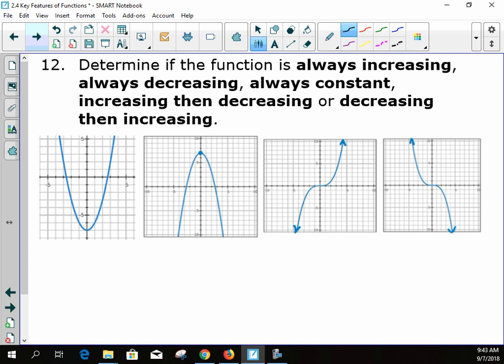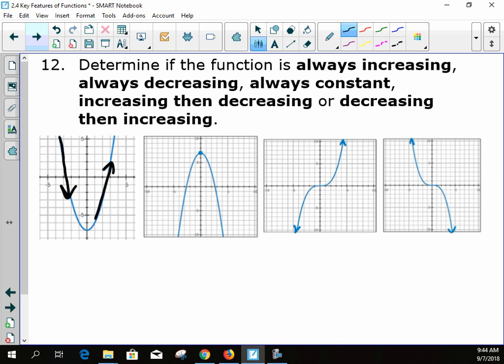Determine if this is always increasing, always decreasing, always constant, increasing then decreasing, or decreasing then increasing. Look at our parabola. What's our parabola doing? It decreases, and then what does it do? Increases. So this is always decreasing, always, well, I wouldn't say always. This is decreasing, then increasing.